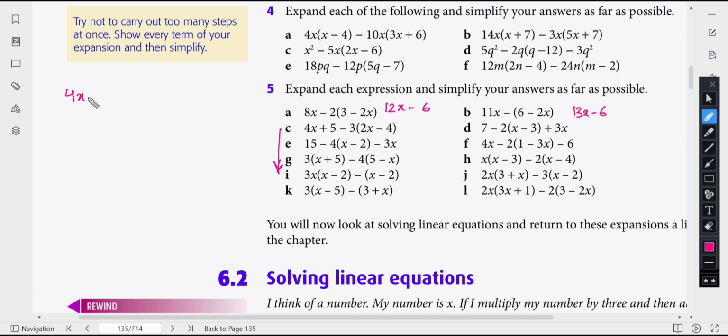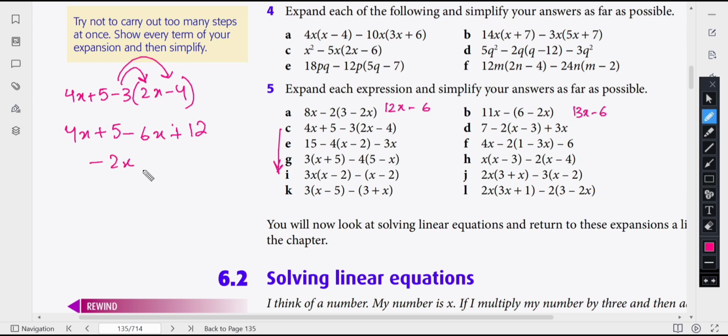So 4x plus 5 minus 3(2x minus 4). अब इसको कैसे सॉल्व करेंगे, ये अंदर मल्टीप्लाई हो जाएगा. सिंपली 4x plus 5 minus 6x plus 12. 4x minus 6x is going to be minus 2x. 5 plus 12 is going to be 17. So minus 2x plus 17 is going to be the answer.